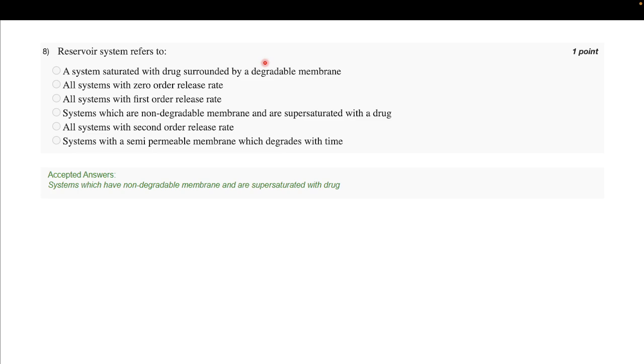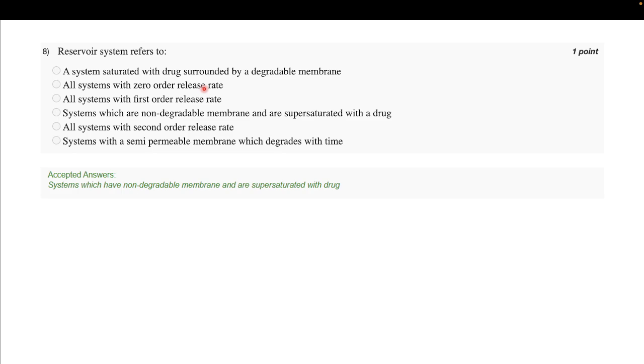So the options: a system saturated with drug surrounded by degradable membrane, no. A reservoir system is called a reservoir because it's like a depot, a storage where your drug is stored. If you have a degradable membrane, then your drug will be released at a very high rate. And if your membrane starts degrading at a faster rate, all of this supersaturated drug might come out at the same time. That is not what we want. We want a controlled release system. So this option is incorrect.